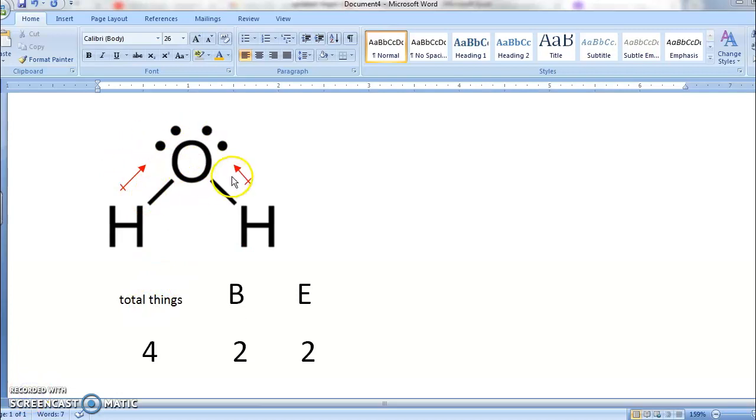So as Tyler DeWitt likes to count, there's 1, 2, 3, 4 total things on there. We count each pair of electrons as 1. We count each bonded atom as 1. There are 4 total things. Those 4 total things are made up of B, which stands for bonded atoms. There's 2 hydrogens, so there's 2 B's, and there's 2 lone pairs, so there's 2 E's. And now we want to introduce how you can get the shape of this molecule using the shape sheet. 4 total things, B2, E2.